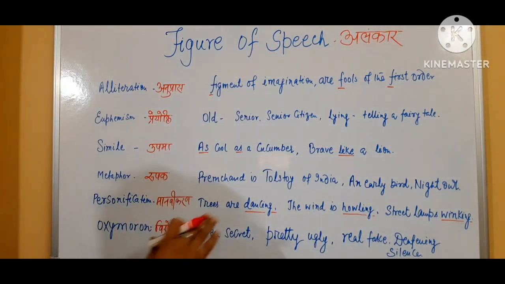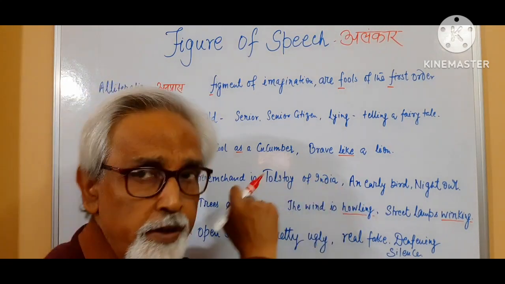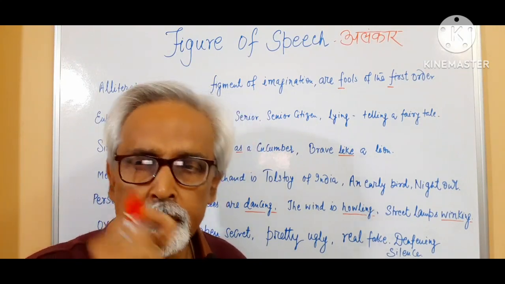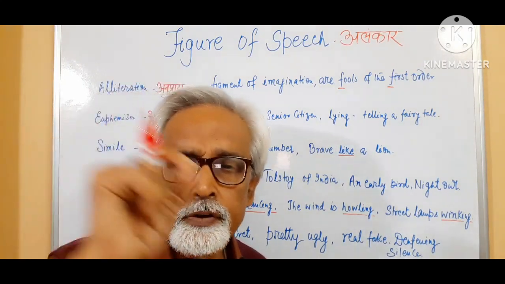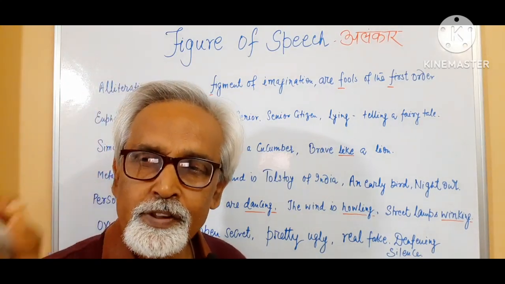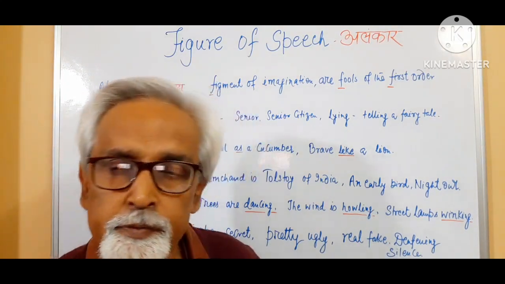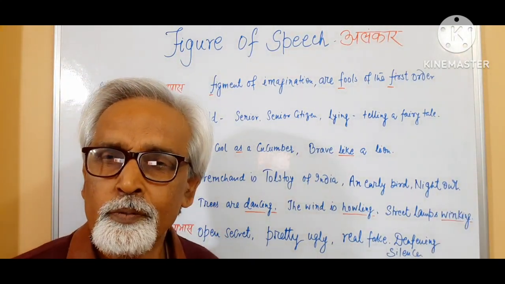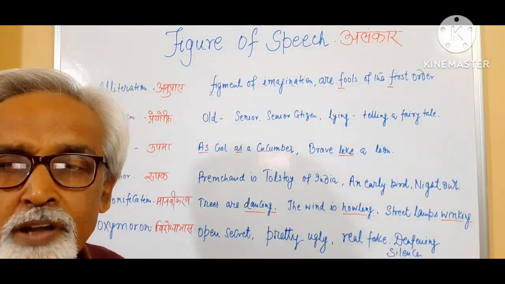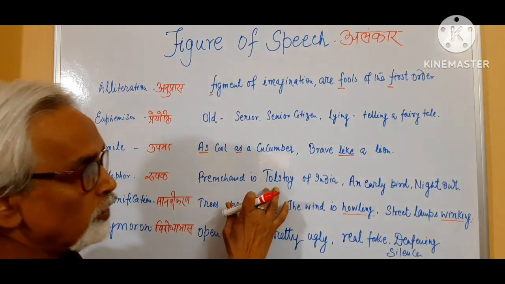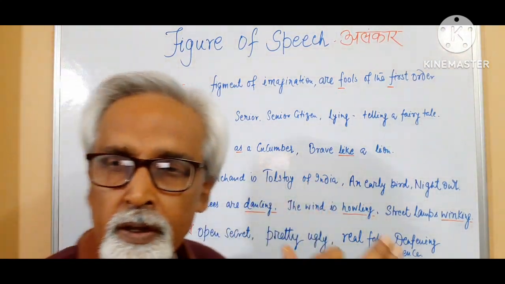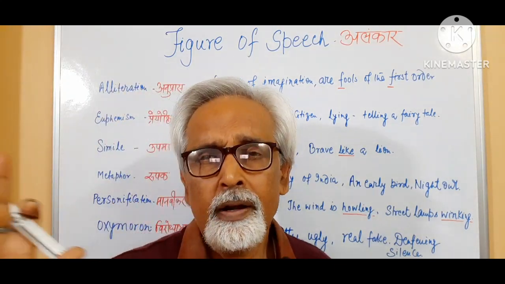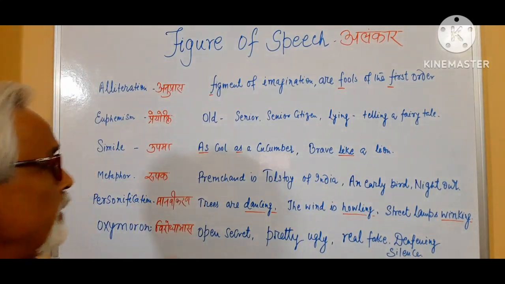For example, Premchand is the Tolstoy of India. Now, one thing is very remarkable. When you say Premchand is regarded as the Tolstoy of India, it is a simile because the word as has been used here. But Premchand is a famous literary personality. So Premchand is the Tolstoy of India. When you say this, the comparison is obvious, and as or like words are not required.